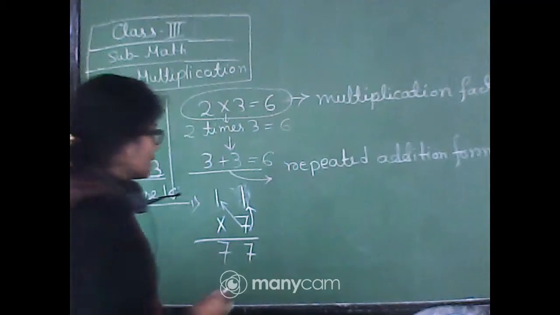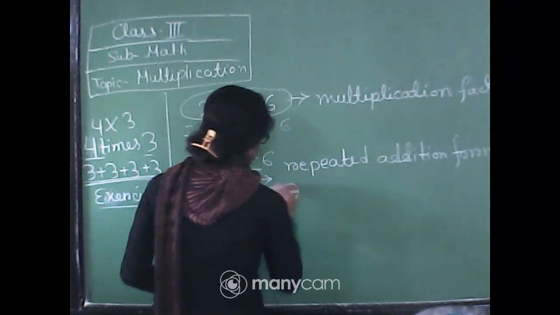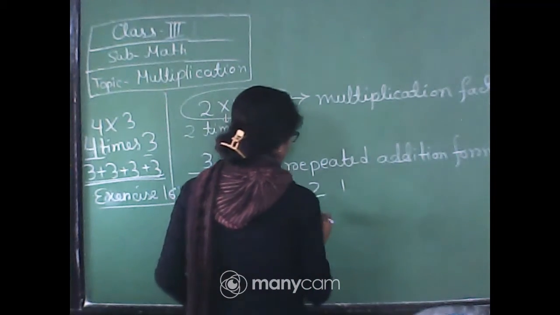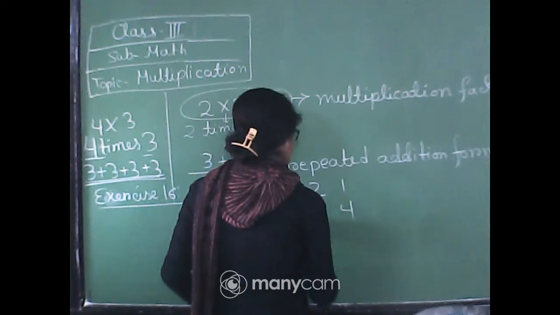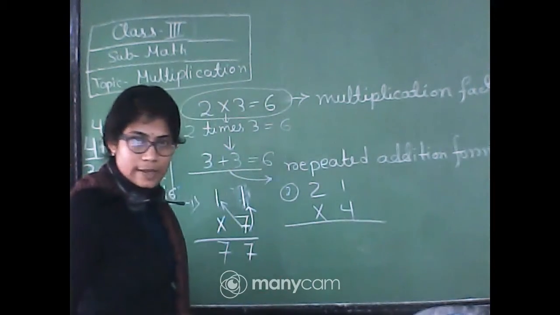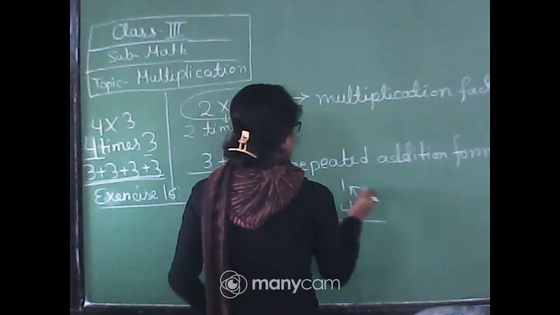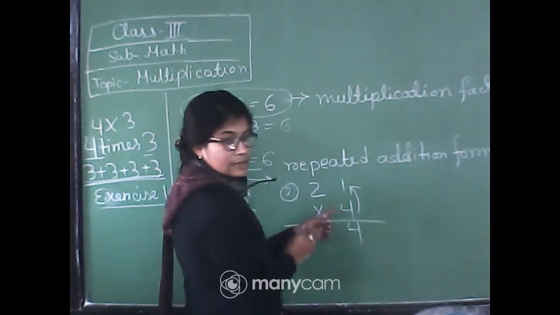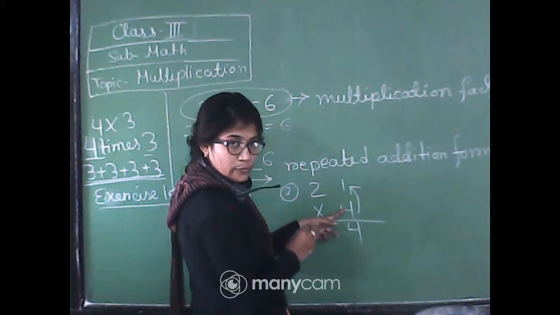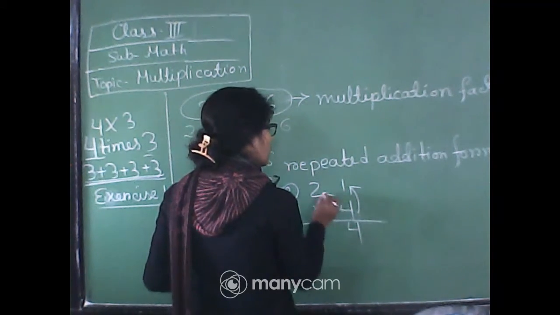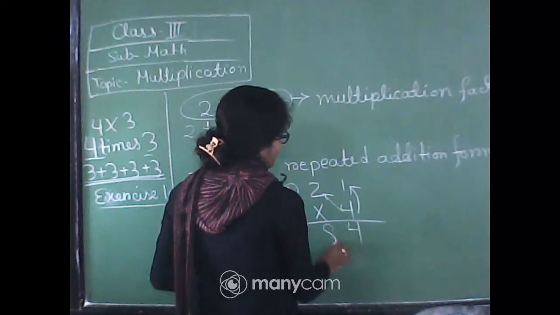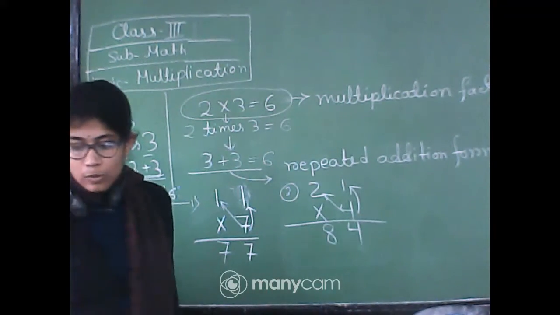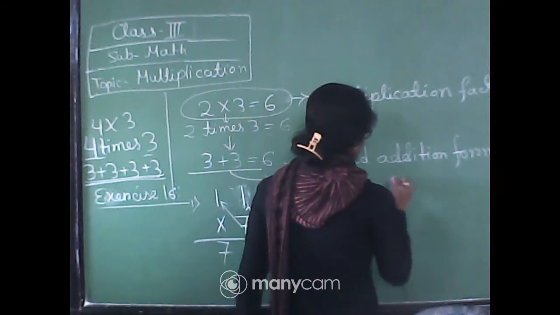Now look at the second example: 21 into 4. Here also we will do the same process. 4 into 1 means 4 ones are 4. Then the same number below, which number? 4. So we will multiply this 4 with 2. So 4 2s are 8. Okay.